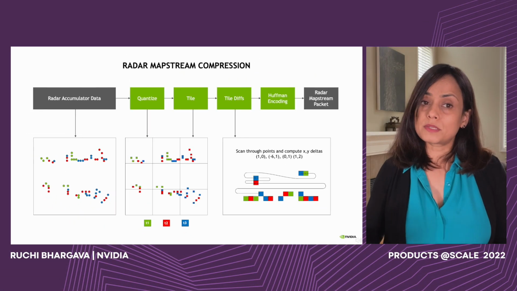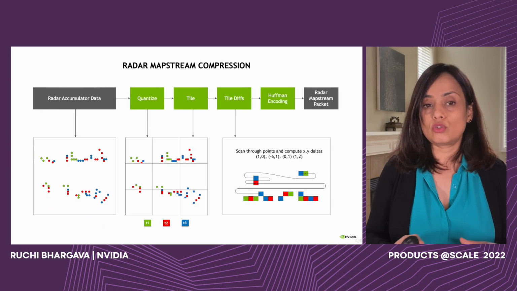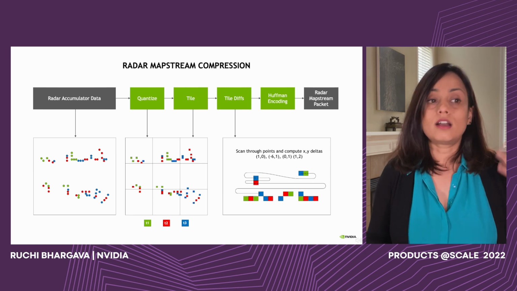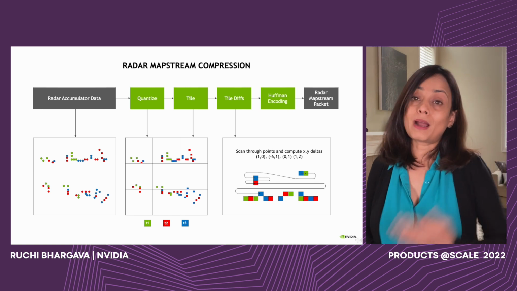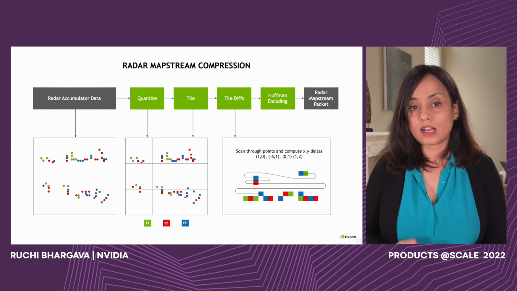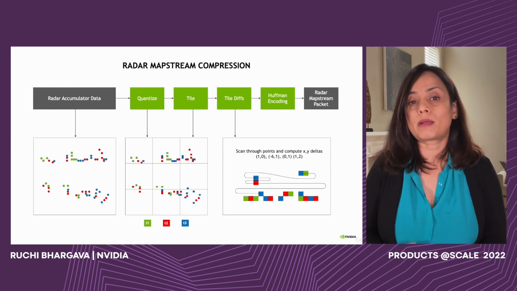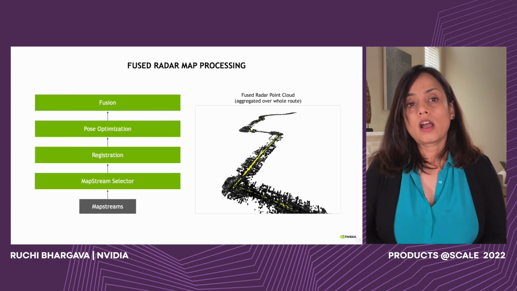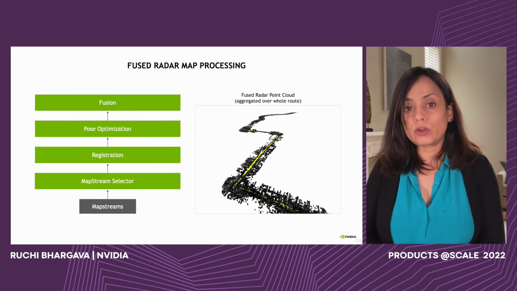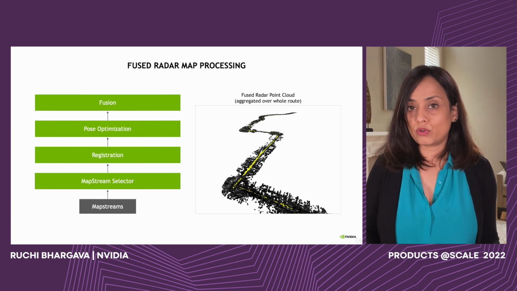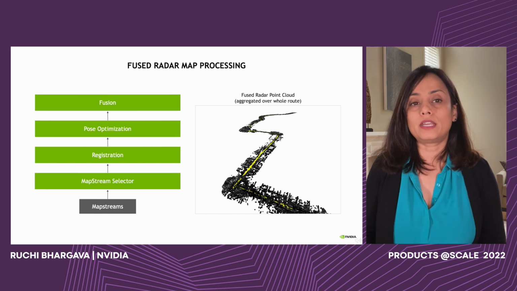So all these steps are done to compress the data into the smallest radar map stream packets that we can create. As you remember, we talked about bandwidth being one of our big concerns, right? So now these in-car created radar map stream packets can be transmitted up to the cloud. Once map streams have been uploaded to the cloud, now we follow the same workflow that we would do for other mapping data.